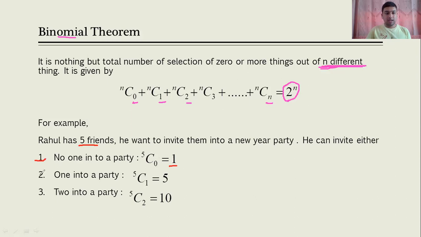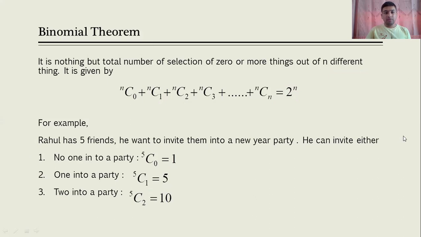Now in the second case, let us consider he has invited only one friend. That means out of 5, he has invited one friend. So it will be 5C1, which is equal to 5. Okay, I hope these two cases are clear. Now in the third case, let's say he has invited 2 friends. So out of 5, he is inviting 2 friends. So it will be 5C2, which is equal to 10.